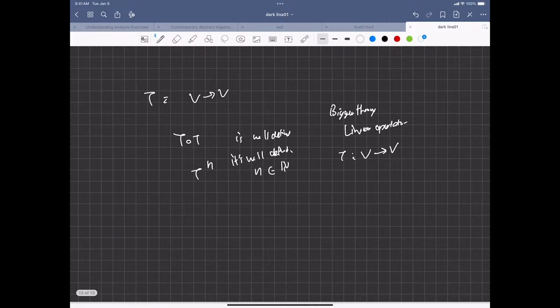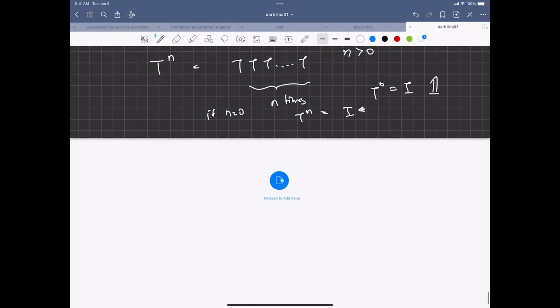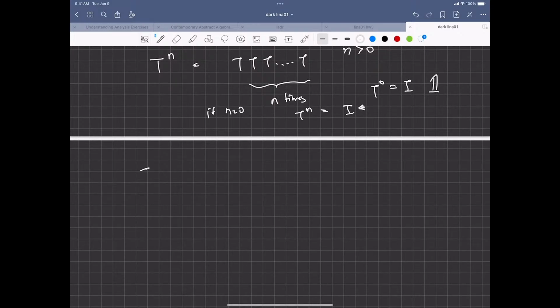So first we are going to define what this notation means. T to the power of n is just T composed with itself n times, if n is bigger than 0. If n equals 0, then T to the 0 is just the identity operator. So we're defining T to the 0 equal to 1, the identity. This is a helpful way to denote it: the identity operator can be thought of as this fancy 1 here.